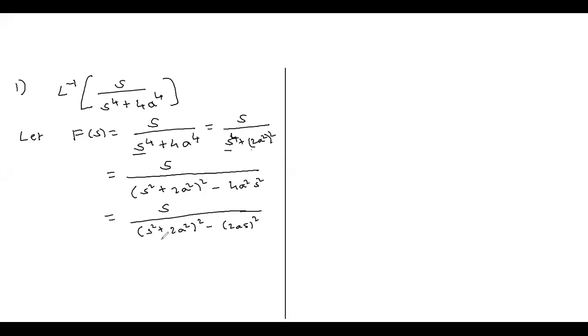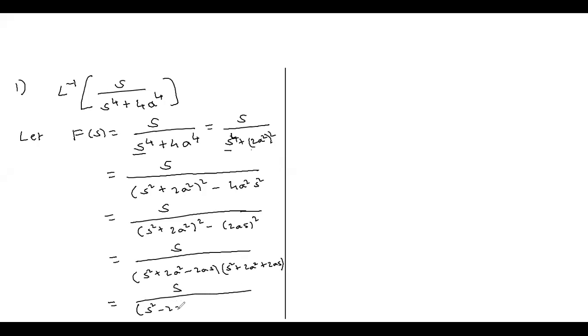Now it is in the form x square minus y square. x square minus y square is x minus y into x plus y. Therefore, this is s by s square plus 2a square minus 2as, into s square plus 2a square plus 2as. So I'm going to write it as a quadratic function: s by s square minus 2as plus 2a square into s square plus 2as plus 2a square.